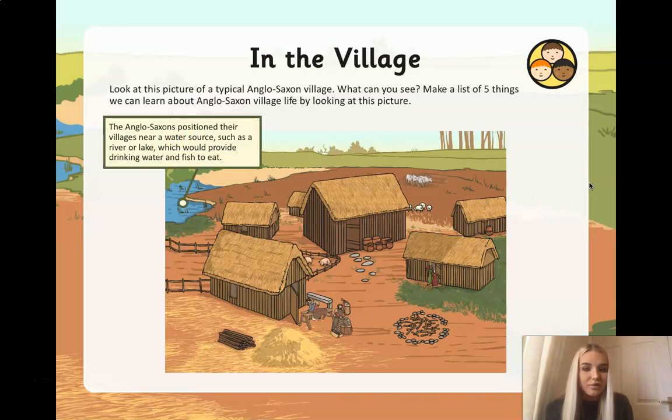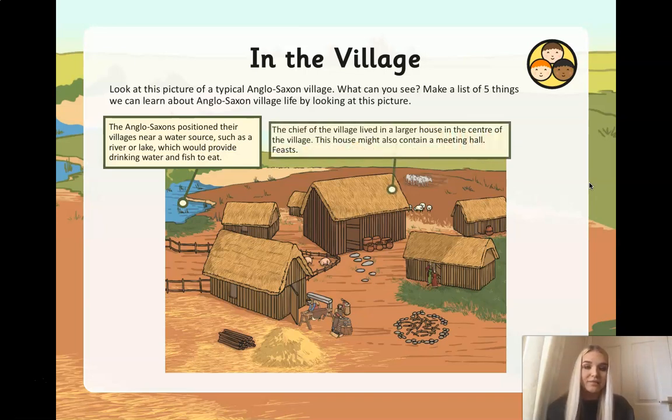So first of all, they positioned their villages near somewhere where they could get water, such as a river or a lake. Now this would provide them with drinking water and also fish to be able to eat. So they're also saving money by having these things.